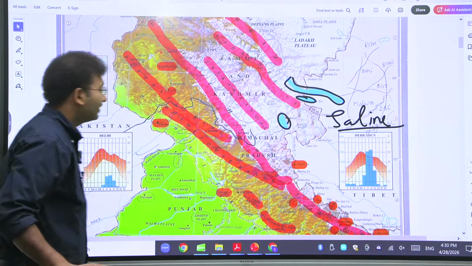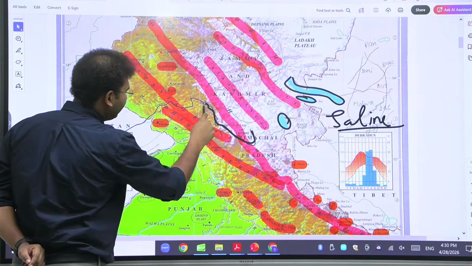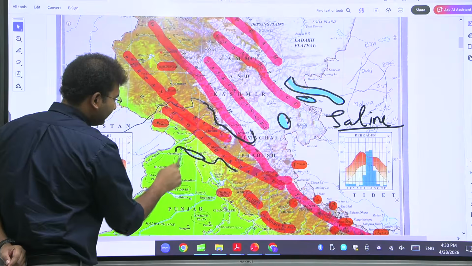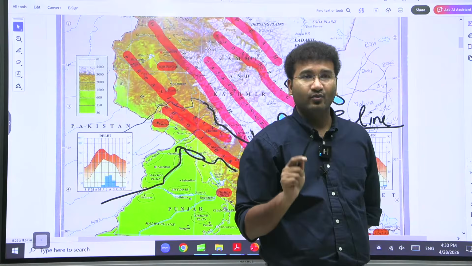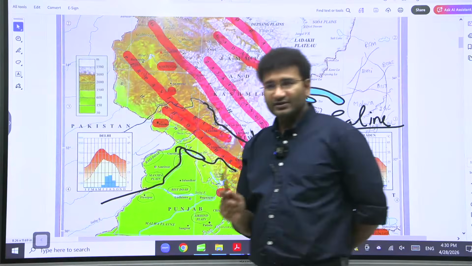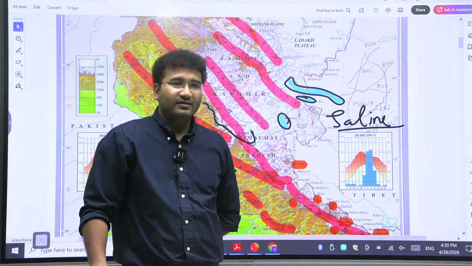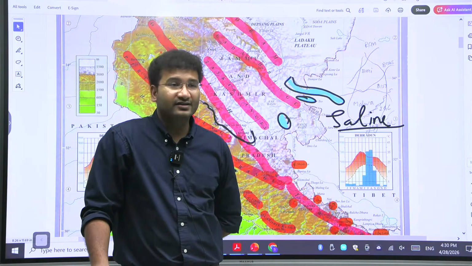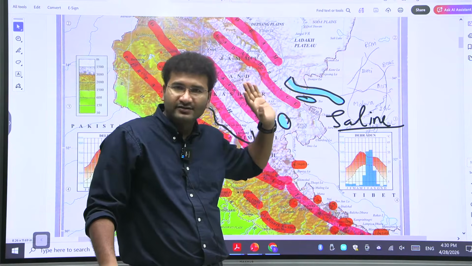If a river has created a lake, these lakes are fresh, like Lake Wular, near the Kishanganga project. Lake Wular, in Kashmir, right? So that is a freshwater lake. Why is it a freshwater lake? Because it has a connection with the river. The rest of the lakes are saline in nature.